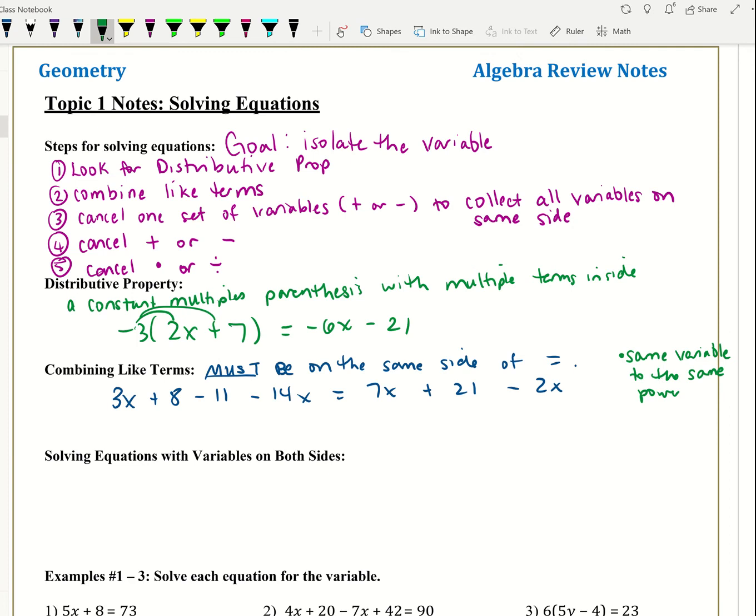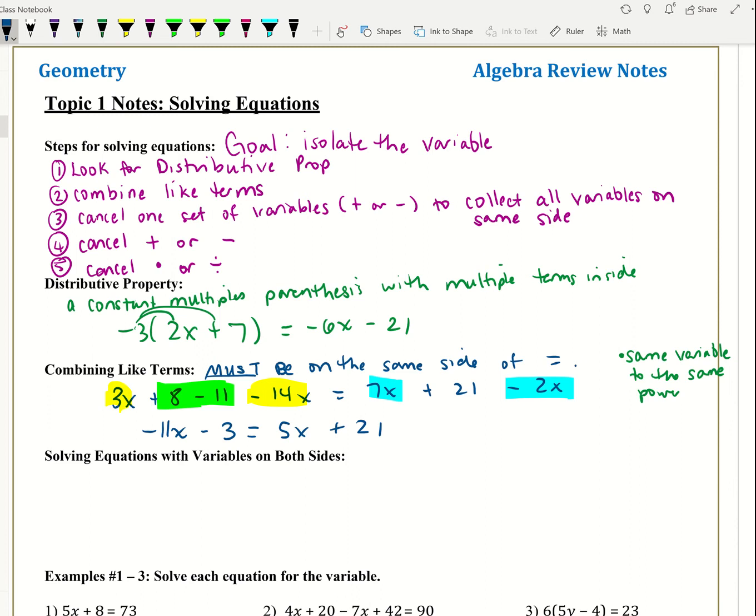So, for example, I've got the 3x and a -14x on the same side. I'm going to combine those. I'm not going to include the 7x and the -2x on the other side because we only combine on the same side of the equal sign. So 3 minus 14 is -11. That tells me how many x's I have. I'll also combine the constants, which are considered to be like terms. 8 minus 11 is -3. I could also combine the like terms on the other side. So the 7x can combine with the -2x. 7 minus 2 is 5x. And then the 21 has nothing to combine with. Please notice I'm not combining the -11x with the 5x. They're on different sides of the equation.